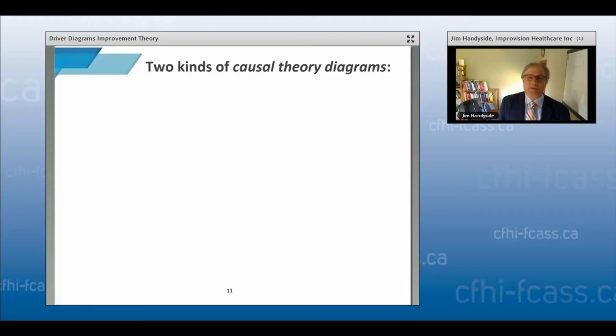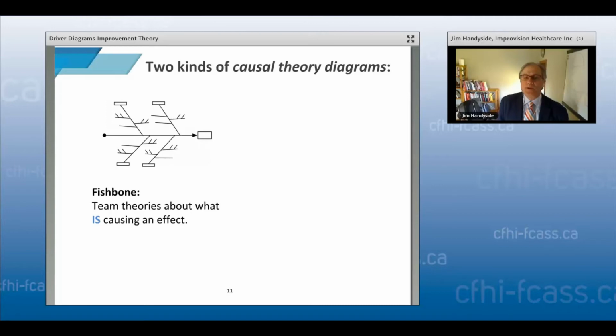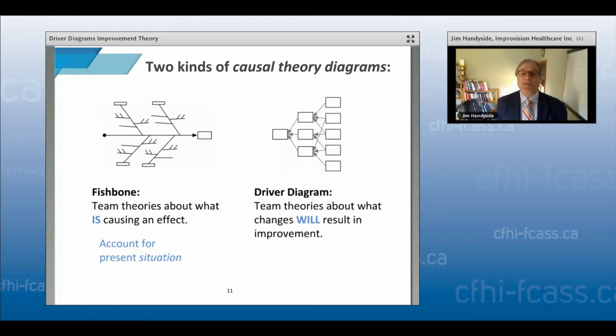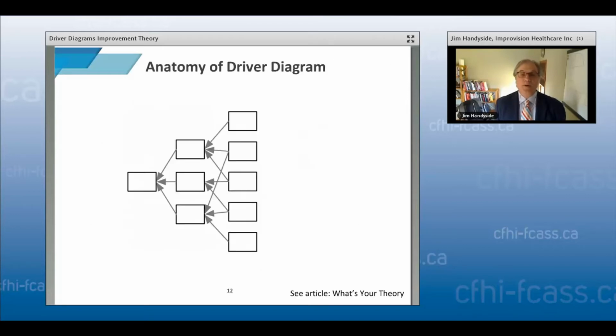So there are two kinds of causal theory diagrams in quality improvement. Well, there may be more, but these two I'd like to point out. One is the fishbone diagram. You might think on the face of it that a fishbone diagram kind of looks like a driver diagram. A fishbone diagram is actually team theories about what is causing an effect. It's accounting for the present situation. They are theories, based on the experience of the people on the team, perhaps on some data. Ideally, you would move to some data to verify those things. Driver diagrams are team theories about what will result in improvement. So it's justifying the action or change. It's your theory for improvement in the future.